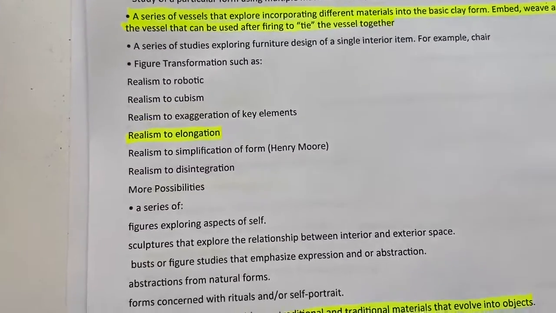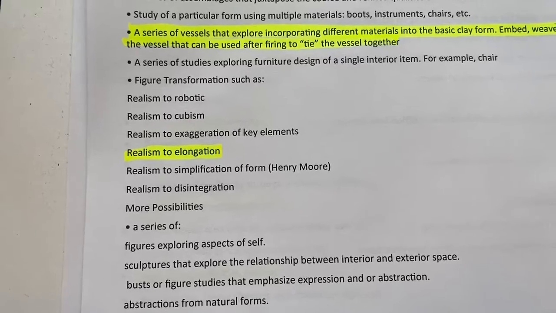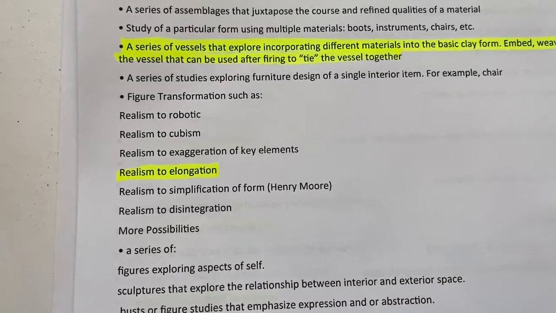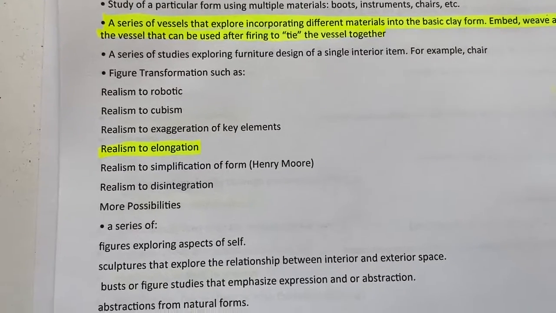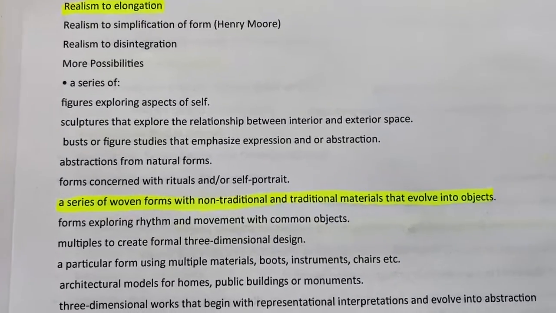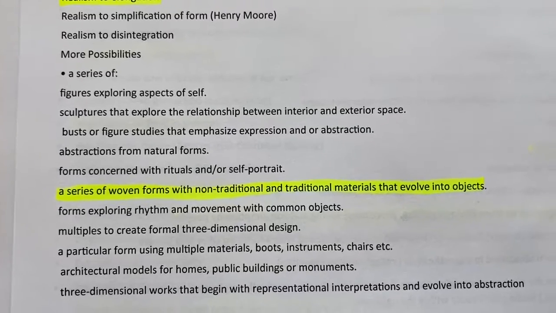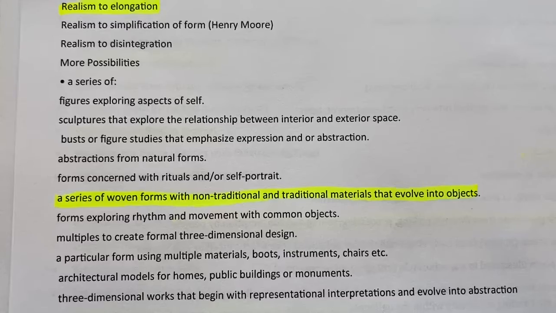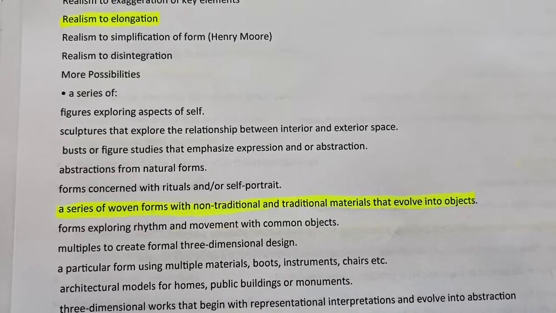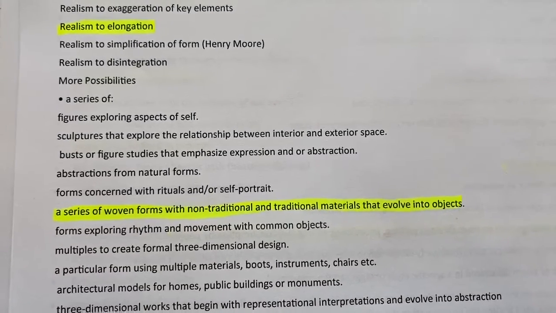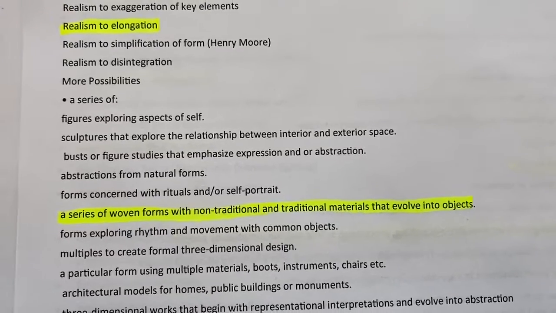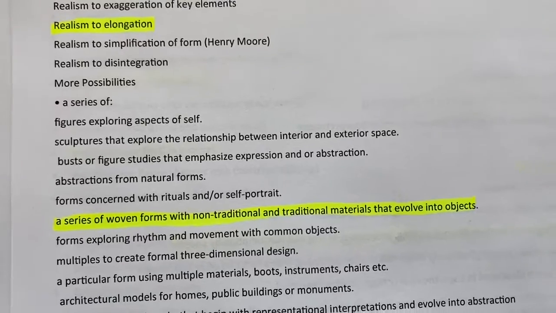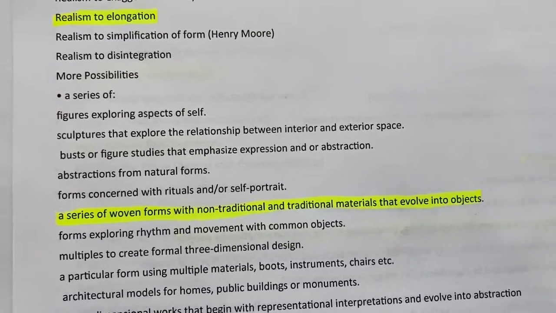The next one I found interesting was realism to elongation. So taking something that looks real and then the slow process of it stretching out, I thought sounded cool. Next, a series of woven forms with non-traditional and traditional materials that evolve into objects. Wouldn't that be so cool if you took clay and made it look sort of like it was woven? You could even bring in a cable knit sweater or different textures of fabric and then have them create objects that they normally wouldn't.